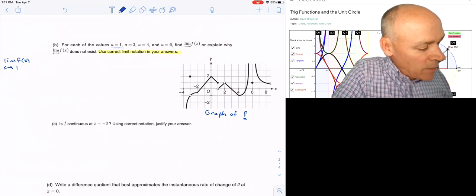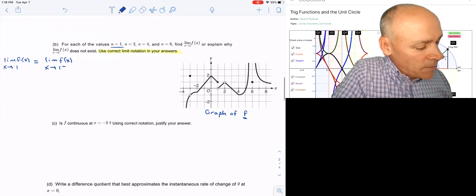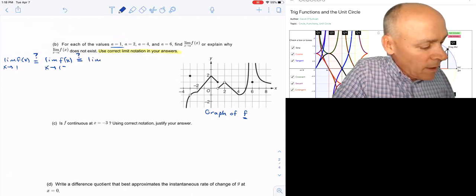Well, in order for that to be true, I'm going to have to show that the limit of f of x as x approaches 1 from the left is equal to, and I'm going to put question marks over my equal sign because I don't know yet, the limit of f of x as x approaches 1 from the right.